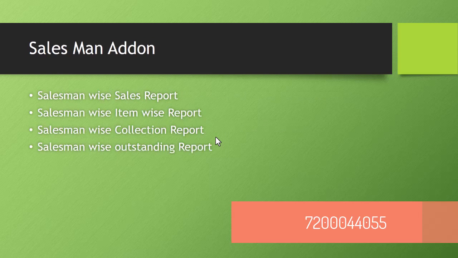This is most important for traders, distributors and wholesalers, who maintain salespeople. Sales people commissions are given, sales people increments are given. So how is it possible in Tally itself? It is not possible. So that's why we have prepared the salesman module.